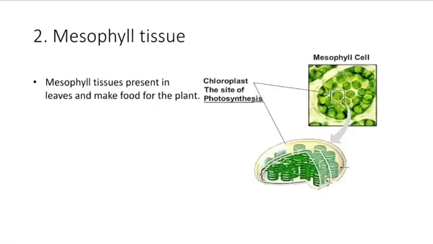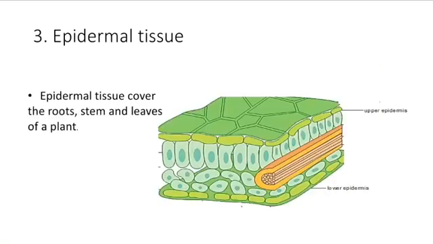Mesophyll cells have large spaces within the leaf that allow carbon dioxide to move freely, and the most important role of the mesophyll tissues is in photosynthesis.